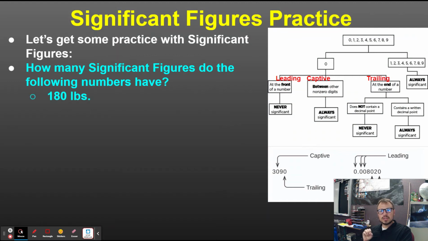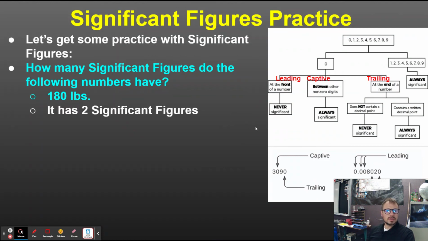So here's why they're important. Let's just say you were looking at me and said, okay, you weigh about 180 pounds. Is that zero accurate? Could you say that he weighs exactly 180 pounds? Could you tell the difference between 180 and 181? Probably not. So if we use our rules, 1 and 8 are two significant figures already. The trailing zero does not have a decimal point, so it is never significant. So this one has two significant figures.